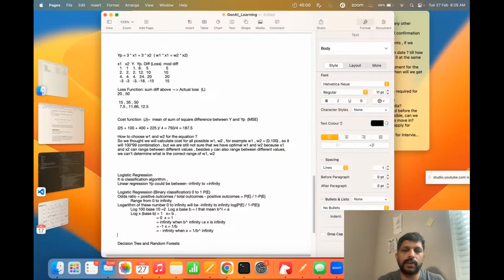This is how we can map it, right? So now this function, that is log of p of e by 1 minus p of e, is minus infinity to infinity. Now we can equate this with yp. Yp is nothing but actually w1 x1 plus w2 x2 and so on, right? So wi into xi plus assume some constant.